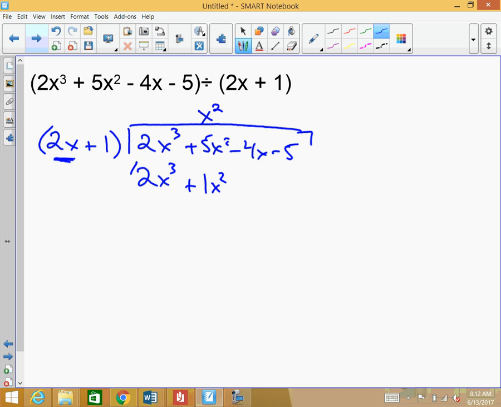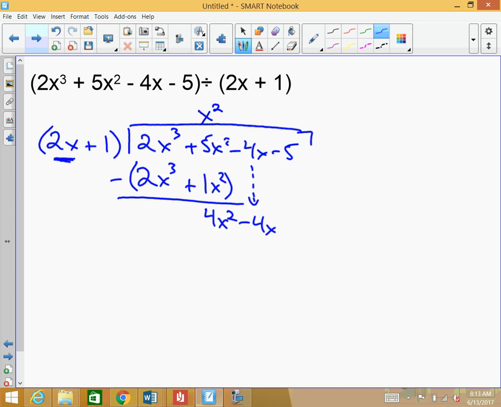So now I'm just going to do the exact same thing. I'm going to subtract. 2x cubed minus 2x cubed is 0. 5x squared minus 1x squared is 4x squared. So I'm just going to repeat this pattern. And I'm going to bring down this guy, negative 4x.